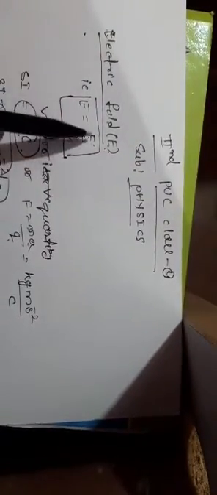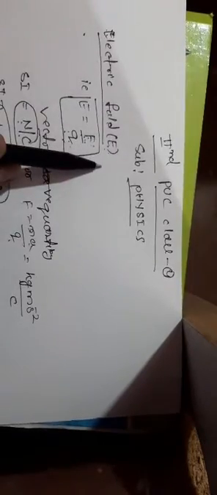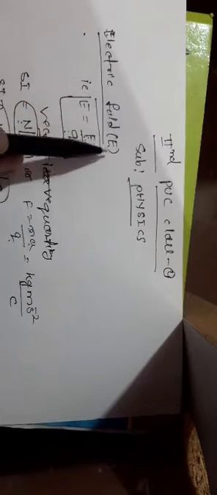The electric field is defined as the force acting on a unit positive charge. The electric field is a vector quantity. What does vector quantity mean? A vector quantity is a physical quantity. A physical quantity means any measurable quantity.